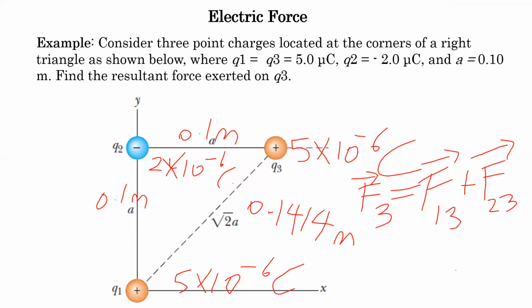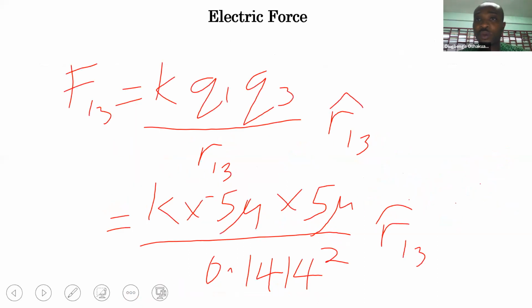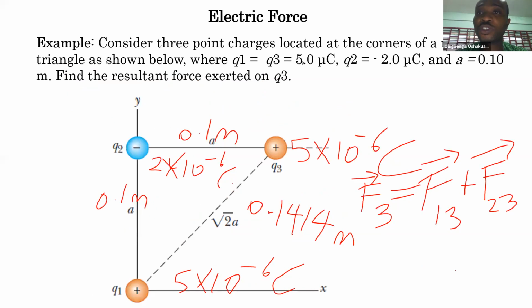In the last class, on Monday, we stopped at this problem where we tried to consider 3-point charges as shown in the diagram and as described in the text. The question says that we should find the resultant force exerted on Q3.